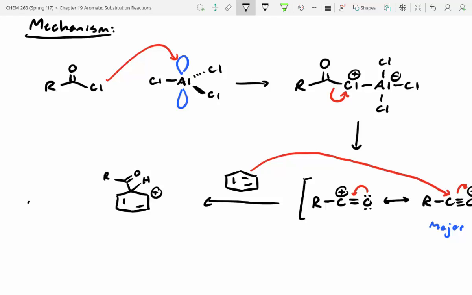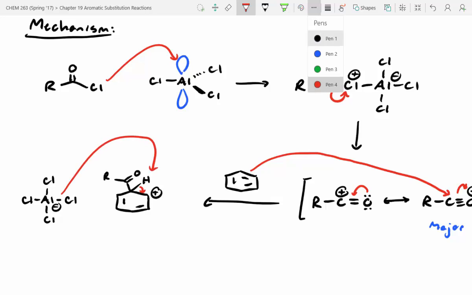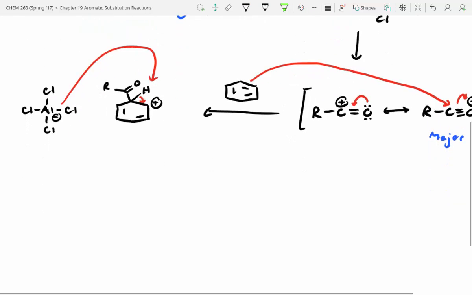All right, and then we've got this aluminum tetrachloride, I should say, floating around that we know can act as a weak base. And this will help restore aromaticity to the system by plucking off this proton, giving us our acylated product.